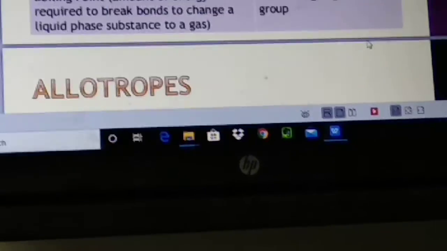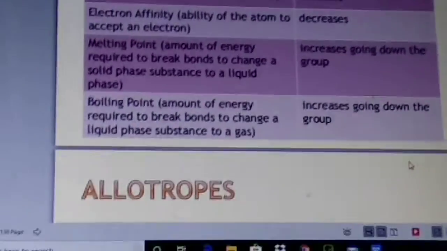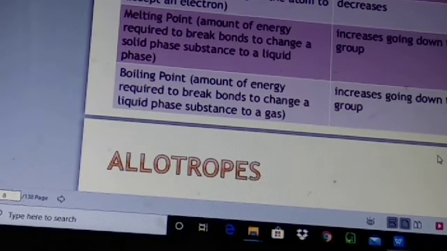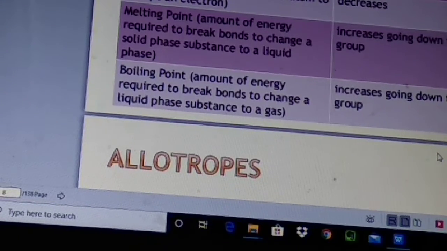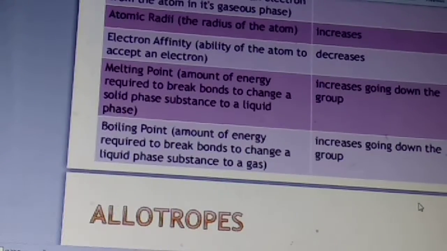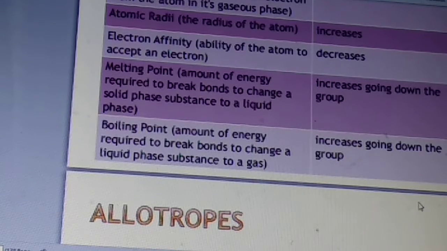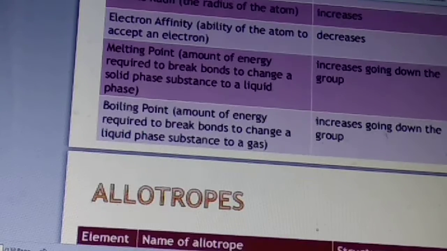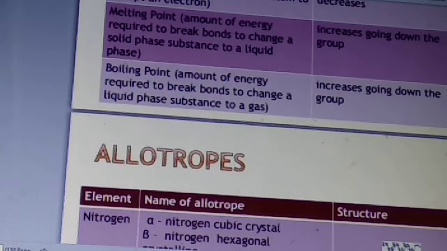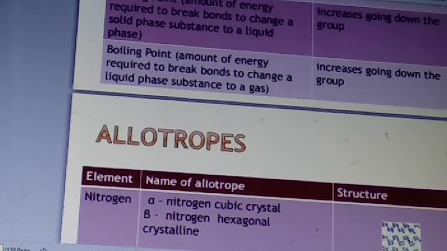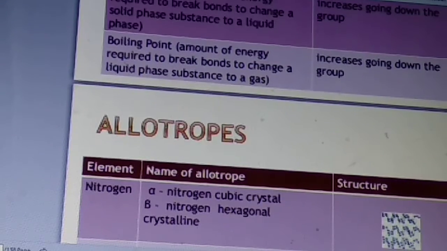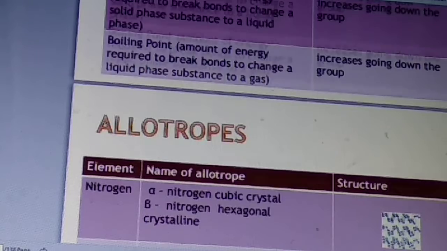Now, melting point. What is melting point? It is the amount of energy required to break bonds to change a solid phase substance to a liquid phase, and melting point increases going down the group. Next, my dear children, boiling point. Boiling point is the amount of energy required to break bonds to change the liquid phase to the gaseous phase, liquid to gas, and it increases going down the group. That is, melting point is increasing and boiling point is increasing.